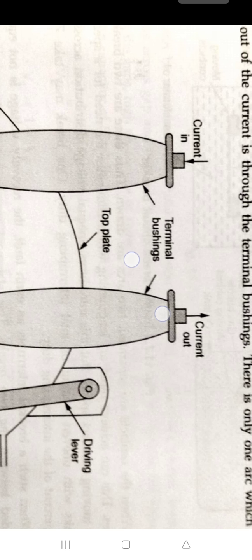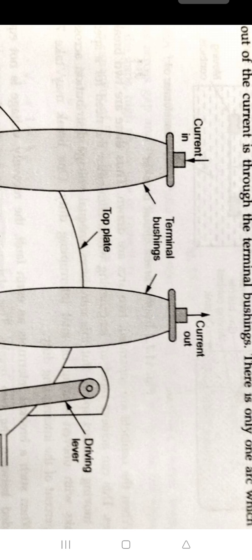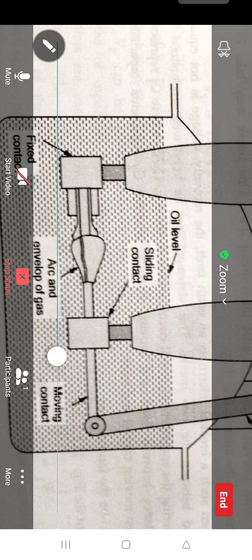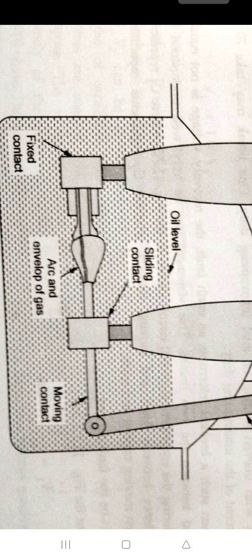Here in and out in the terminal bushing there is only one arc, which is struck between the fixed and moving contact. The current breaks at one bushing, and the moving contact is supported by the other bushing through the sliding contacts. Now here we have one for double break oil circuit breaker.